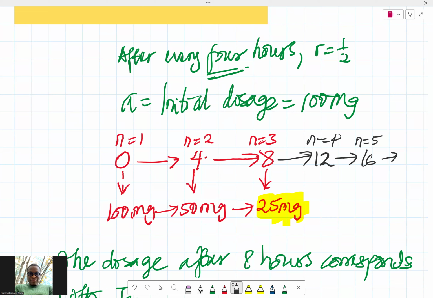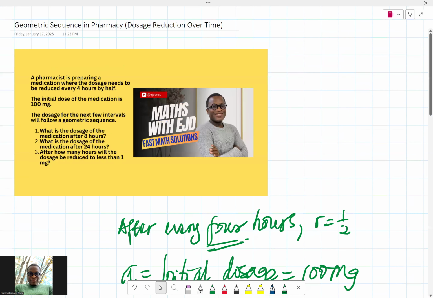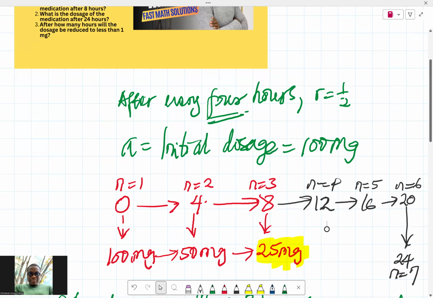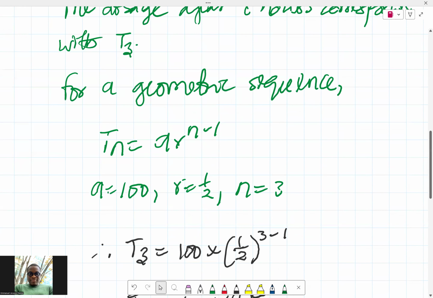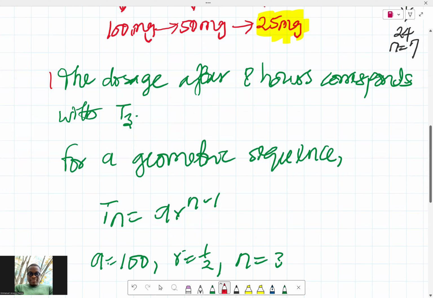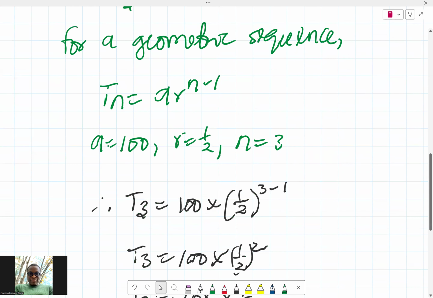Another 4 hours will take us to 20, where n is equal to 6. Then another 4 hours will take us to 24, where n is equal to 7. So we need to find the dosage of the medication after 24 hours. That's number 2 now. Here this is 1, so now we're talking about number 2.